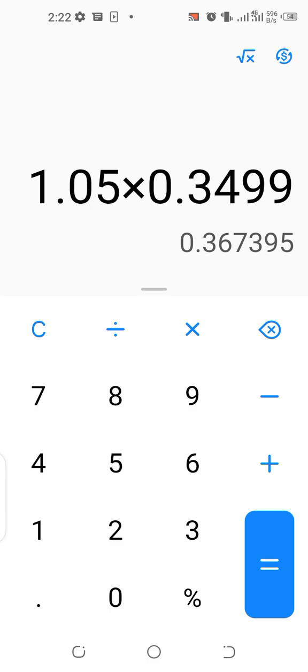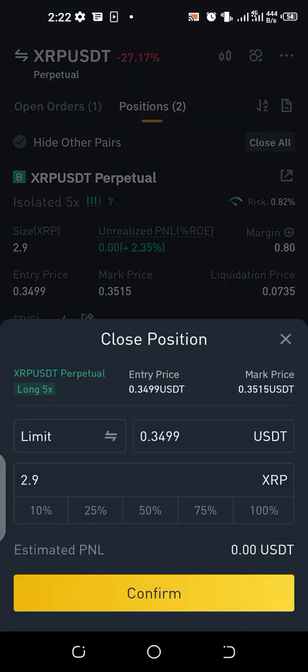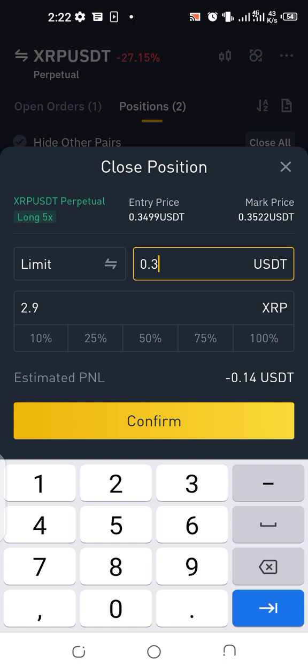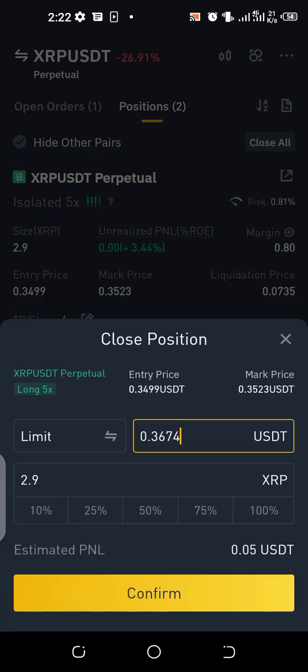I can round it up to 0.3674. So I place my take profit at 0.3674. At that price I'll make a profit of 0.05 USDT on my 0.2 USDT that I initially opened with. That's 25% profit. But if you compare that with the 0.8 USDT that I've added as margin altogether, then the profit is about 6.25%. But on what I actually used to buy and trade, which is 0.2, that's 25% profit, because it's 5 times leverage.